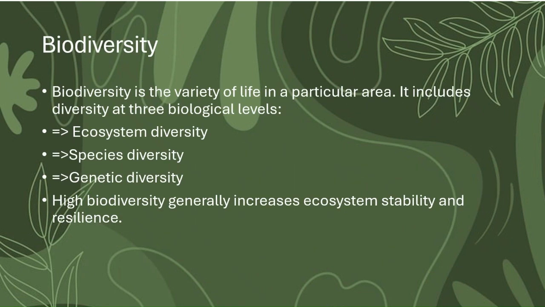So biodiversity is the variety of life in a particular area, and it includes diversity at three biological levels: ecosystem diversity, species diversity, and genetic diversity. And high biodiversity generally increases ecosystem stability and resilience, making it very important.